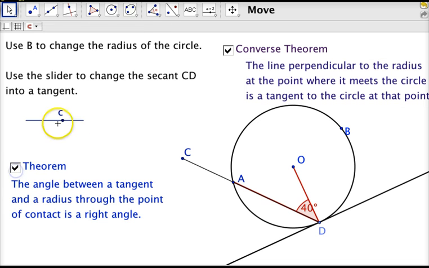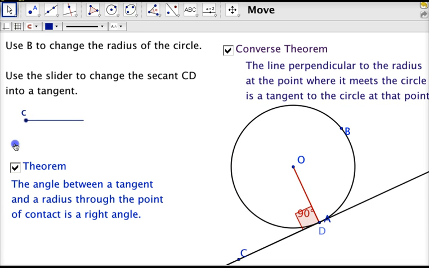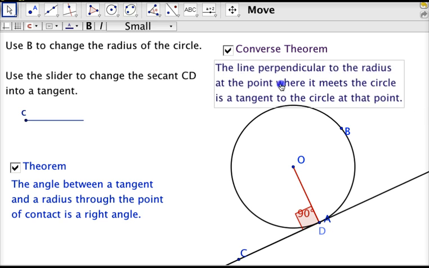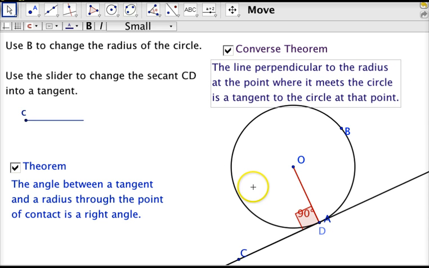So I'm moving C so that we have a tangent. So CA is a tangent to the circle and OA is the radius. And the angle between a tangent and a radius through that point of contact is a right angle. And there's your converse theorem. The line perpendicular to the radius at the point where it meets the circle is a tangent to the circle at the point of contact. You can pause the video and just write that down.